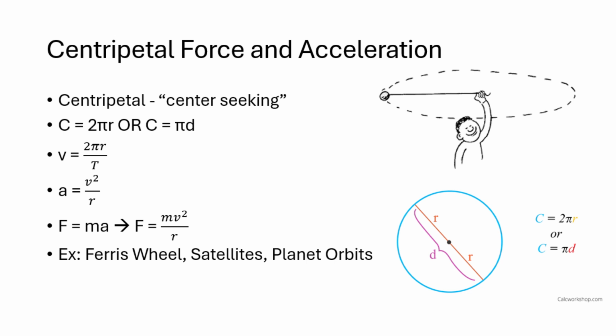Finally, you can derive an equation for centripetal force using Newton's second law equation: net force is equal to mass times acceleration. You can sub in acceleration for centripetal acceleration, which is v squared over r, and multiply it by mass to get the equation for centripetal force equal to mass times velocity squared over r. Many examples of centripetal force and acceleration exist, such as Ferris wheels, satellites, and planet orbits, which you get much more into detail when exploring Kepler's laws.